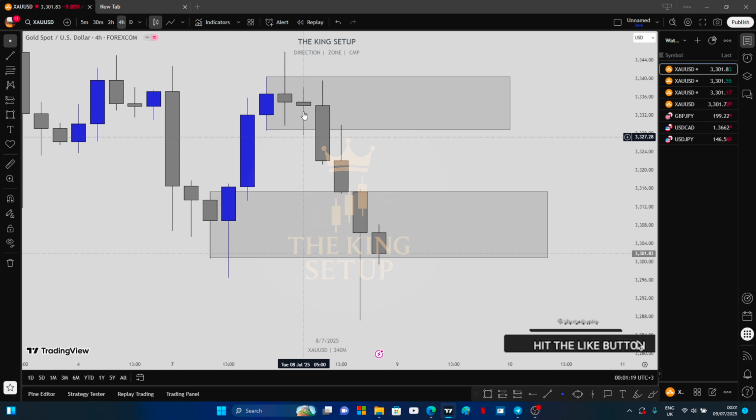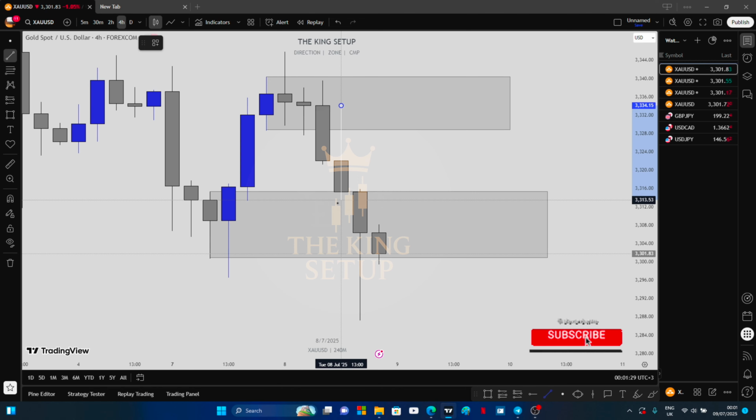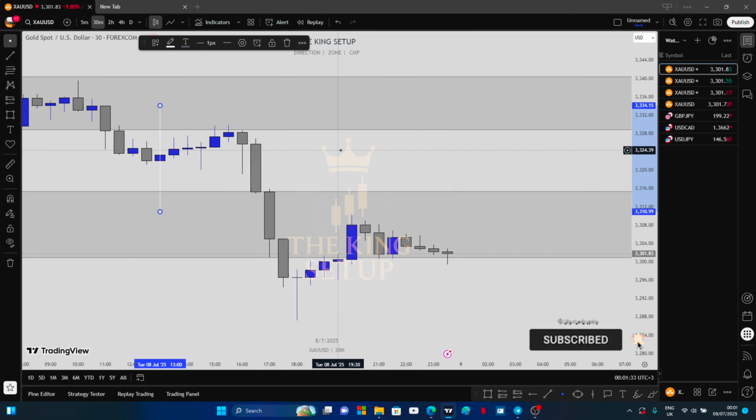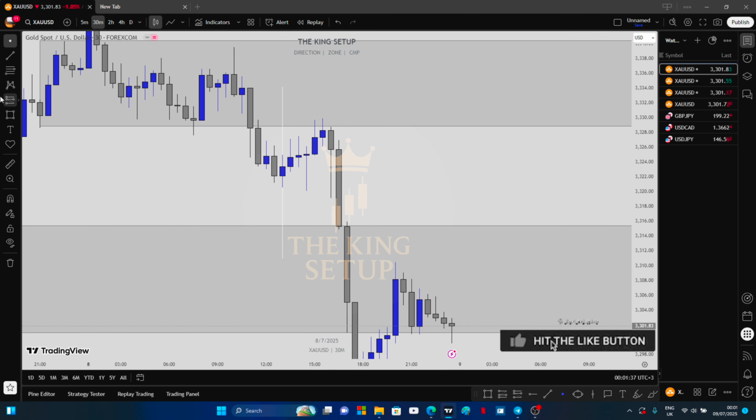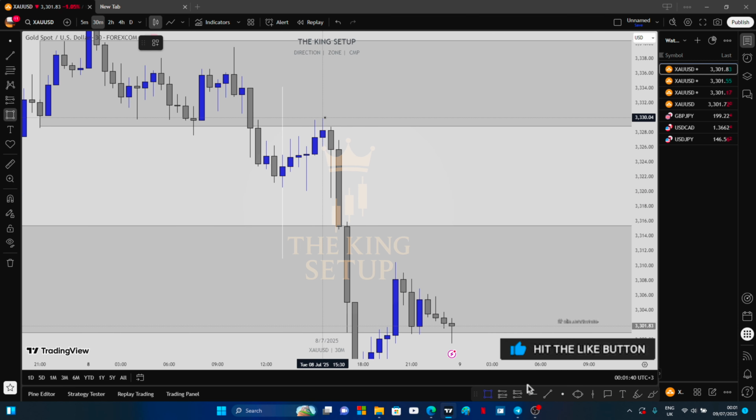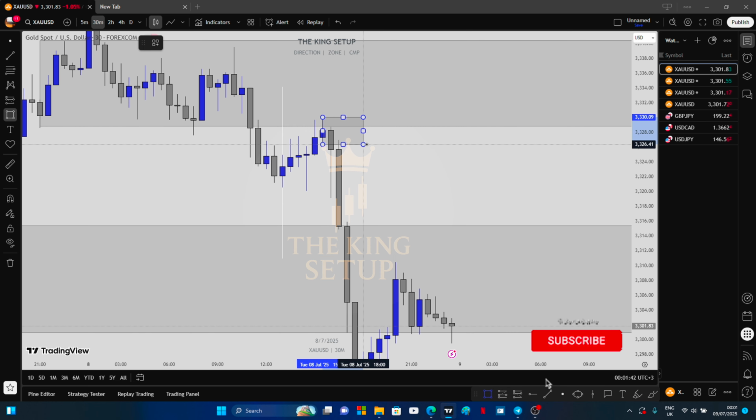So number one is identifying the zone. At that time we were at this position here. So I switched to M30. Let me first of all draw a line here. I switched to M30, and on M30 what did I see? I saw a lot of confluence. Then this was the first M30 engulfing sell.